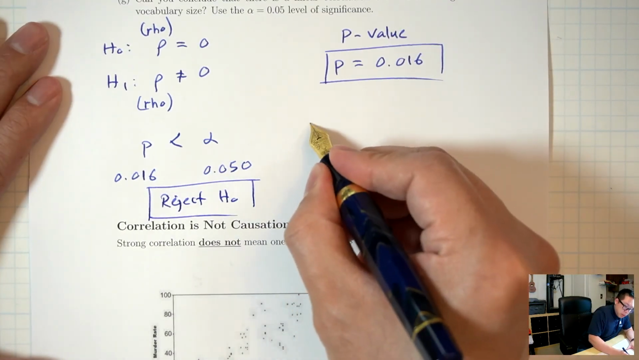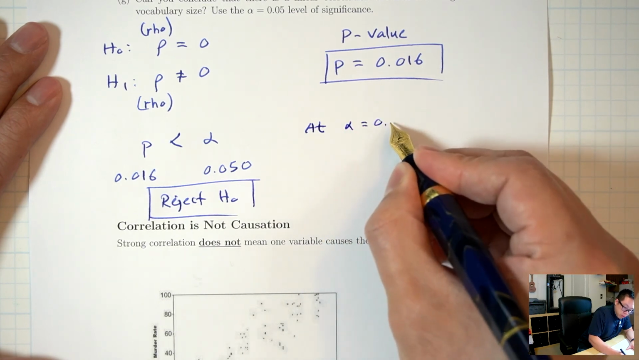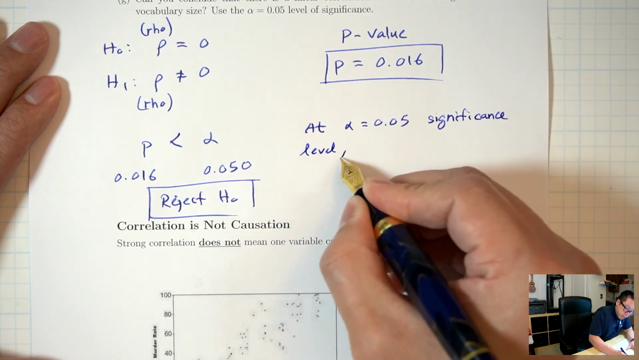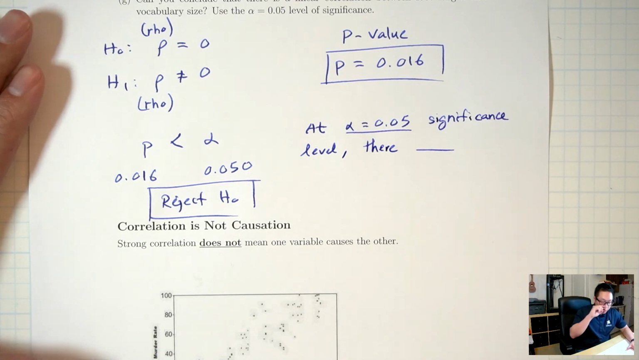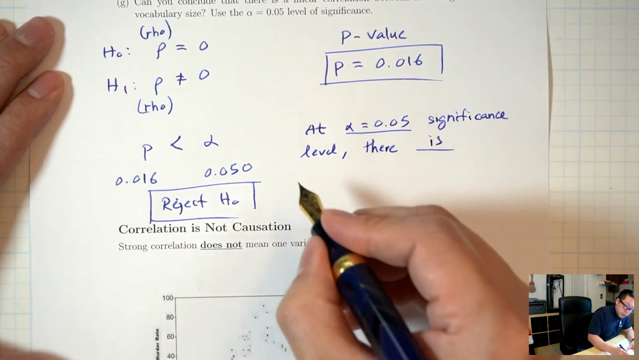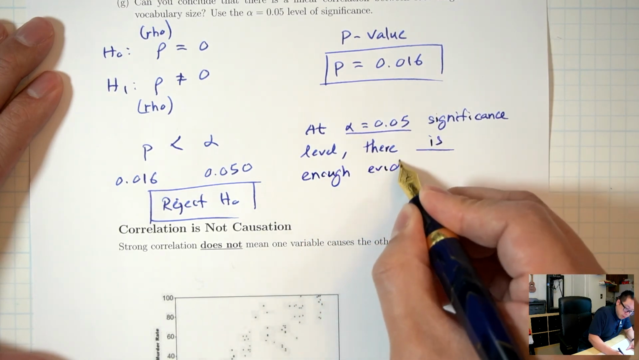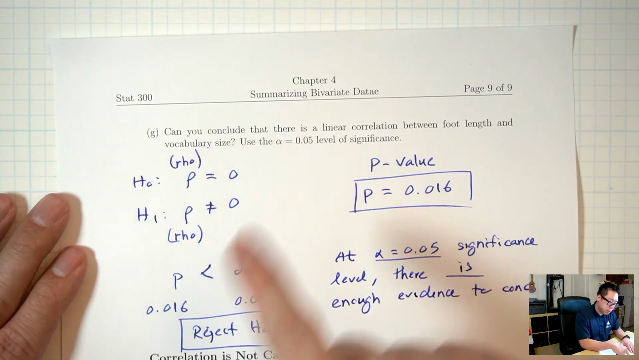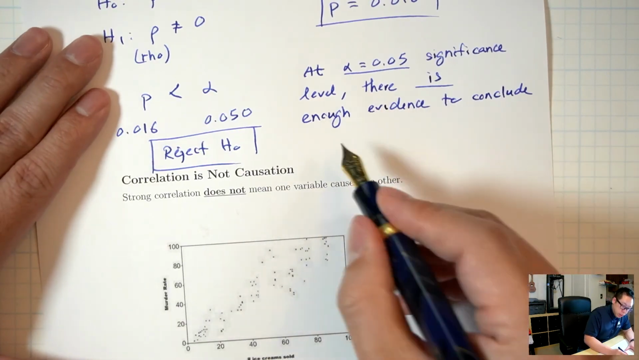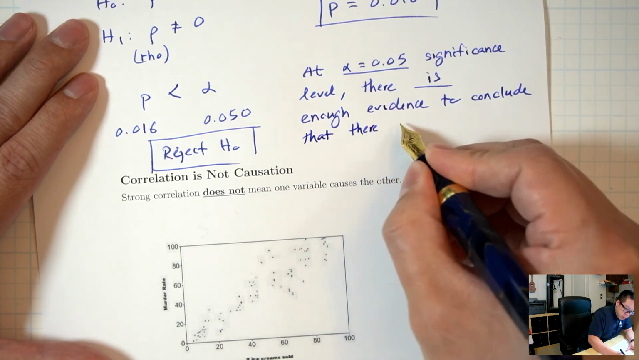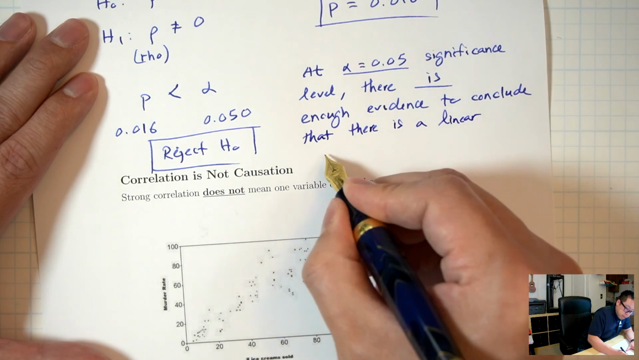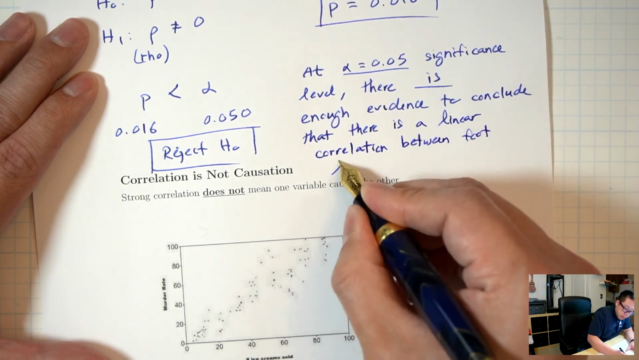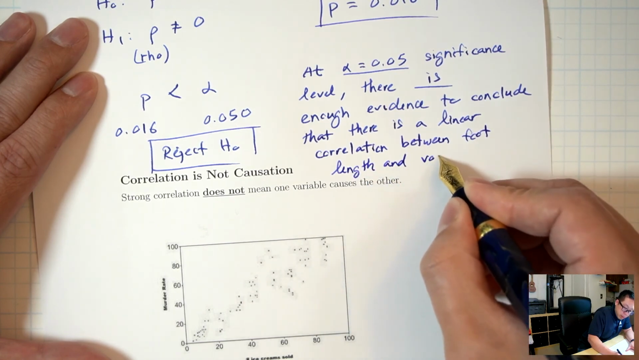And then finally, our sentence. State your significance level at alpha equals 0.05. There is or is not enough evidence? Because we did reject, there is enough evidence to conclude what? Can you conclude that there is a linear correlation between foot length and vocabulary size? There is enough evidence to conclude that there is a linear correlation between foot length and vocabulary size.